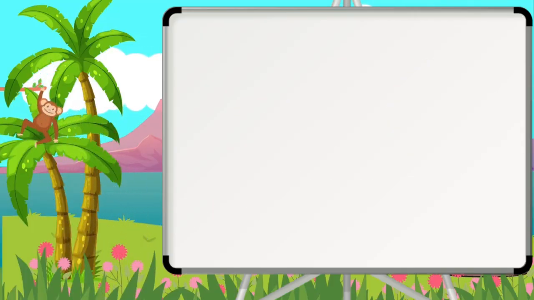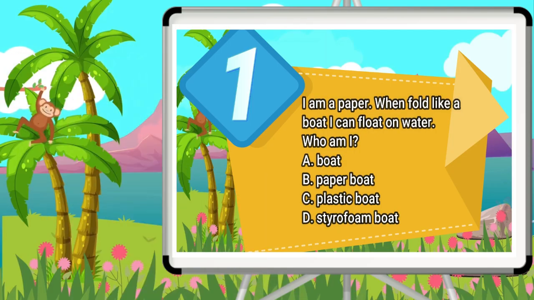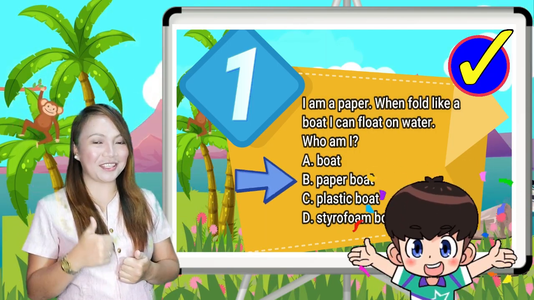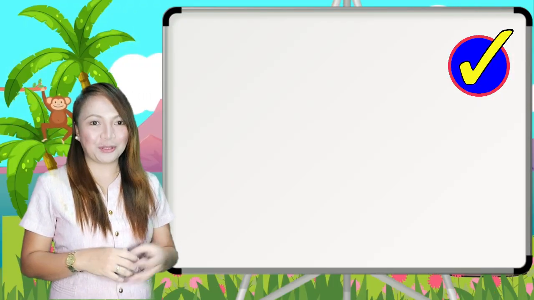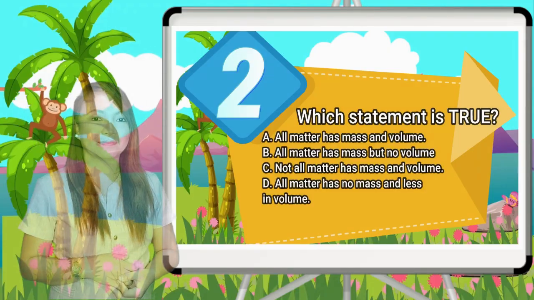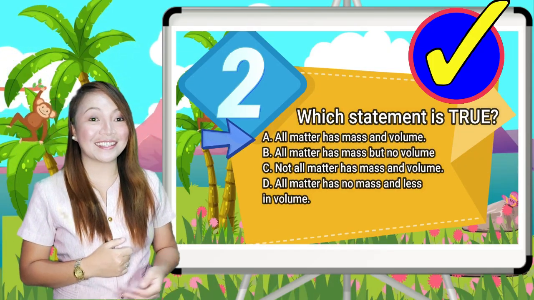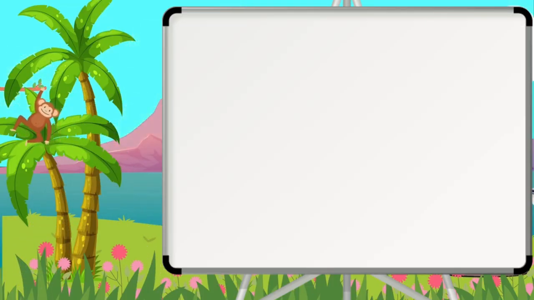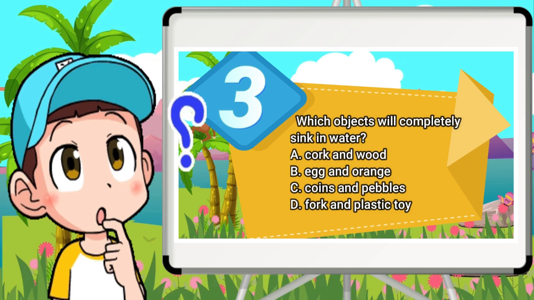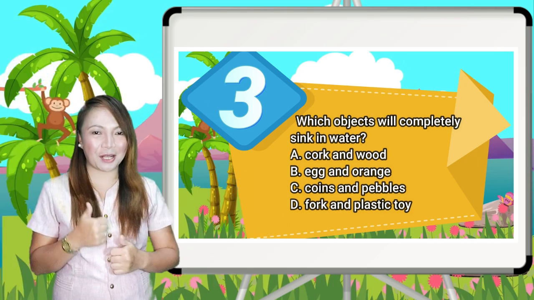For question number 1, what is your answer? If your answer is letter B, you're correct! Great job! How about question number 2? What is your answer for that? Great! That is letter A. How about number 3? What is your answer? It's letter C. Exactly! Great job!